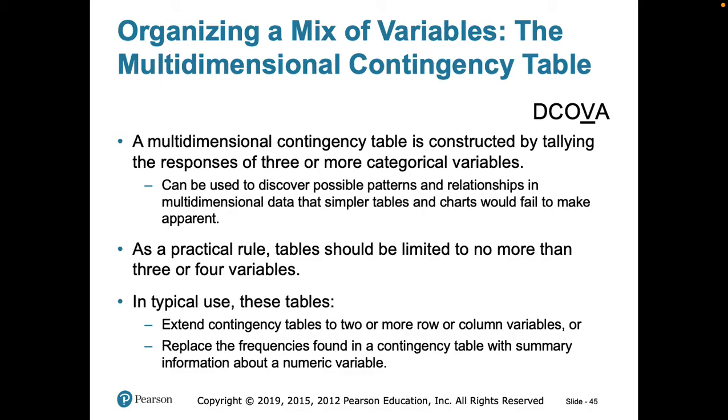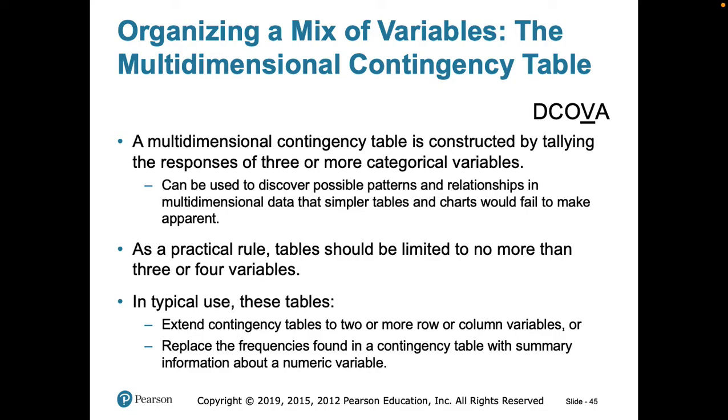Okay, organizing a mix of variables. So what happens when you have different variables? You might want to use a multidimensional contingency table. A multidimensional contingency table is constructed by tallying the responses of 3 or more categorical variables, and can be used to discover possible patterns of relationship between all those multidimensional data. The simpler the tables and charts, the easier; complex charts will fail to make patterns apparent. So that's something you need to keep in mind.